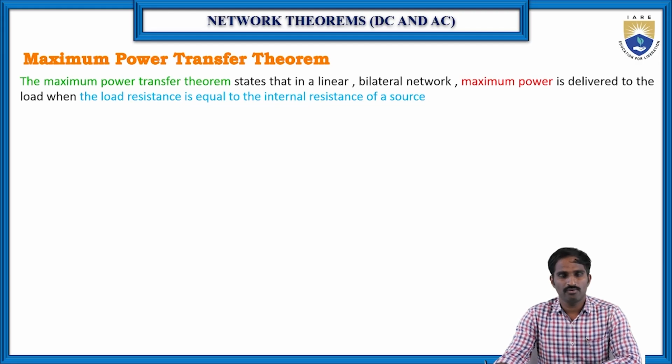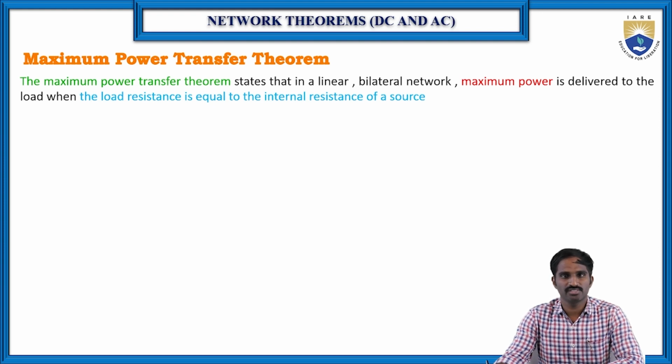We have already discussed this theorem when we were discussing DC networks, but let me recall it once again. Here is the statement of the maximum power transfer theorem. It states that in a linear bilateral network, maximum power is delivered to the load when the load resistance is equal to the internal resistance of the source. This is mostly 70% similar to Thevenin's theorem.